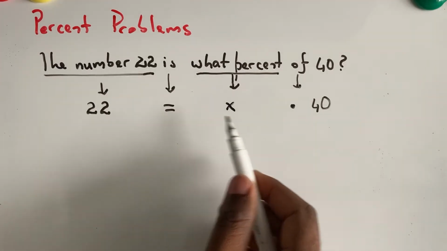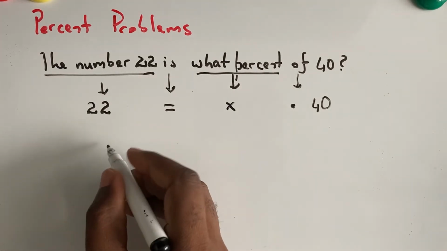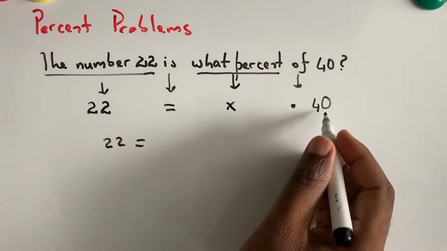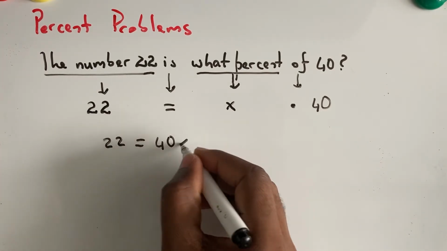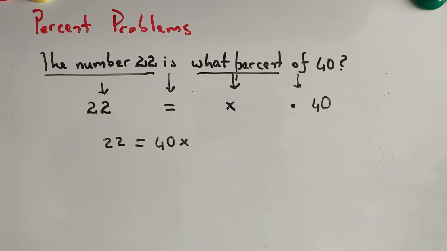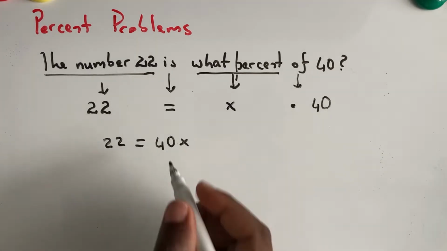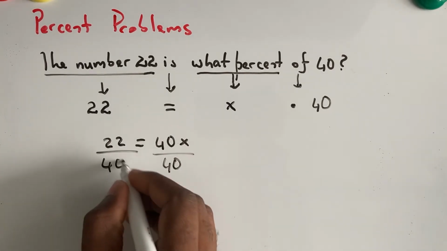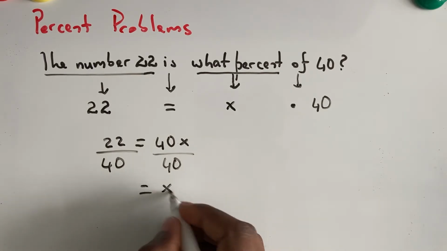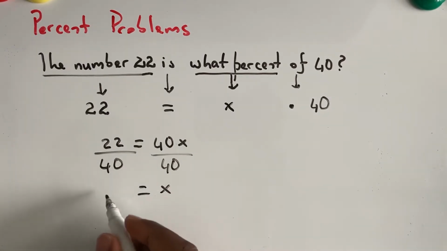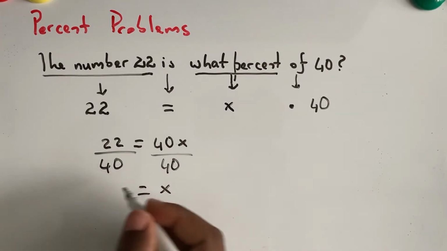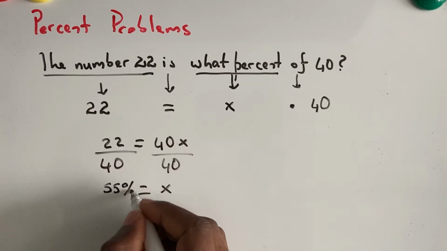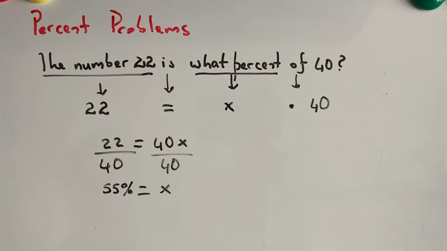Once I write it this way, as you can see, it's very easy to solve. This is just 22 equals x times 40, which is 40x. Then how do you solve for x here? Because that's what you need, what percent. You just need to divide both sides by 40. And you have x equals 22 divided by 40, which gives you 0.55, so 55%.